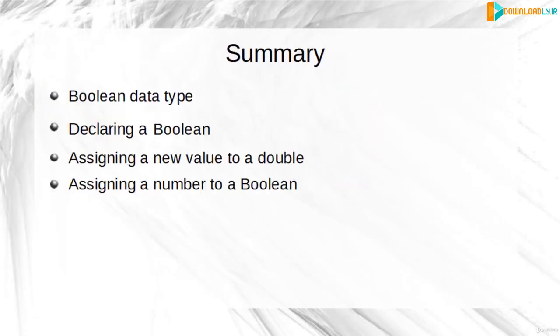To recap, we covered what a Boolean variable is, how to declare it, and how to assign new values to it. We also covered what happens when we assign a number to a Boolean variable.